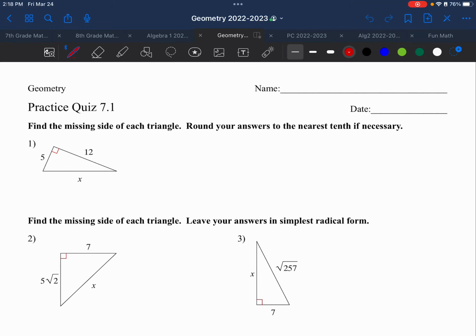This is Geometry Practice Quiz 7.1. This quiz is all about the Pythagorean theorem. The first one is kind of a tricky one because a lot of students will think, oh, the hypotenuse is usually in the top right. That's not always true. It's the longest length, and this length is technically the longest, but the surefire way to make sure that you're always trying to find the longest length is just the one across from the right angle.